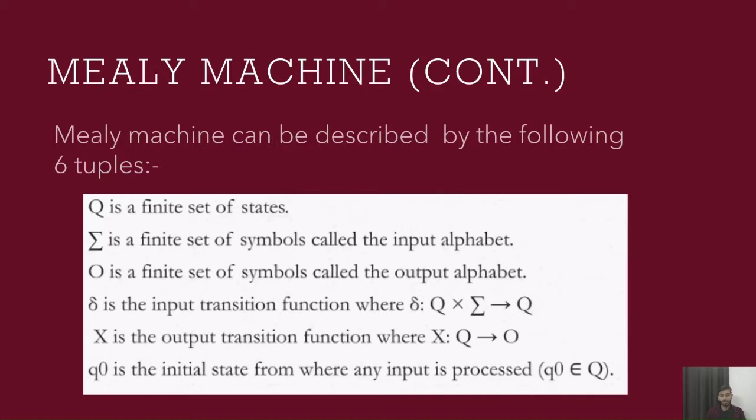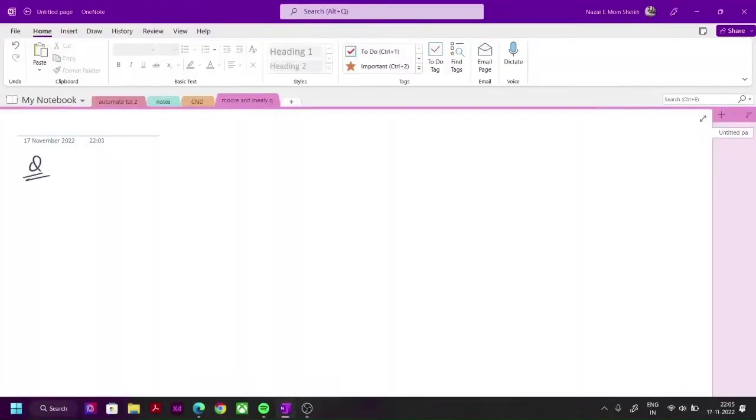Now, let's look at the construction of a Mealy machine. So, according to the question, let's construct a Mealy machine that takes the set of all strings over {A, B} as input and counts the occurrence of the substring BAA.